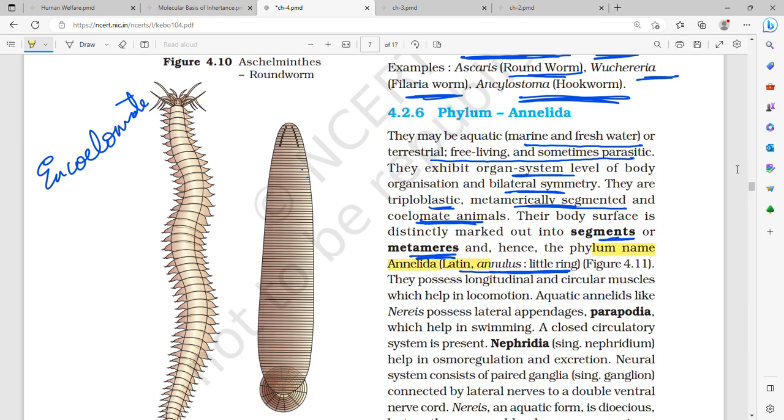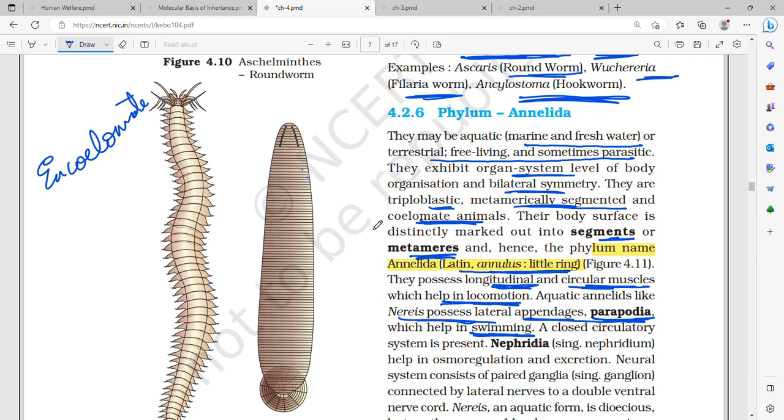They possess longitudinal and circular muscles which help in locomotion. Aquatic annelids like Nereis possess lateral appendages called parapodia which help in swimming. So Nereis has parapodia which help in swimming.